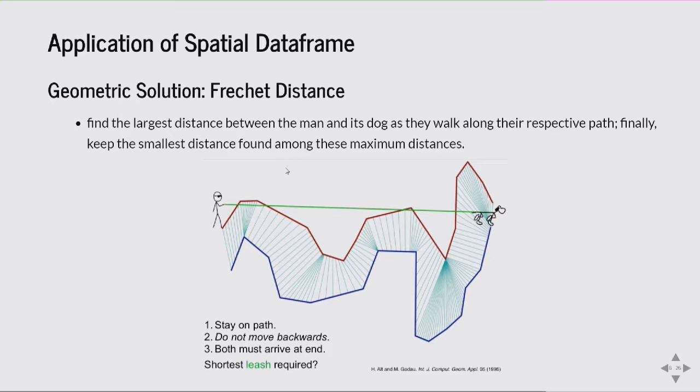Now this is the high level. This isn't actually the way the algorithm works. But the only rule is that they can never go backwards. The Fréchet distance of these two geometries is the minimal length of that leash that is necessary for them to be able to make it to the end of the path without hitting a side or being forced to go backwards.